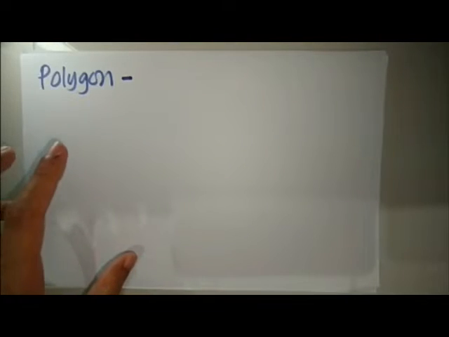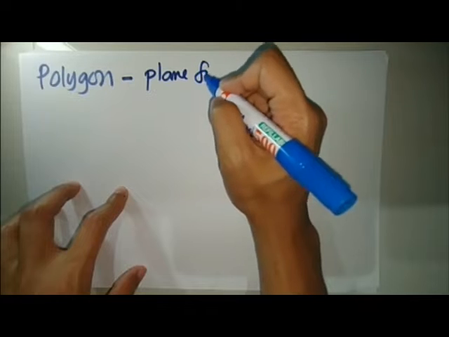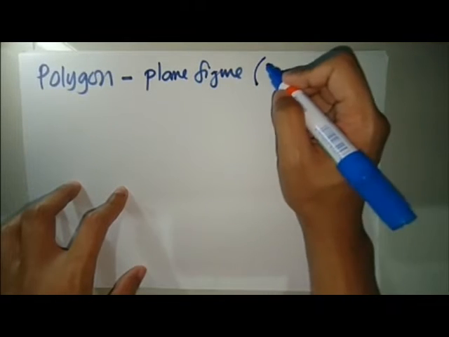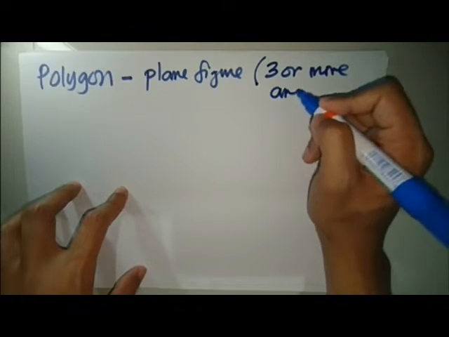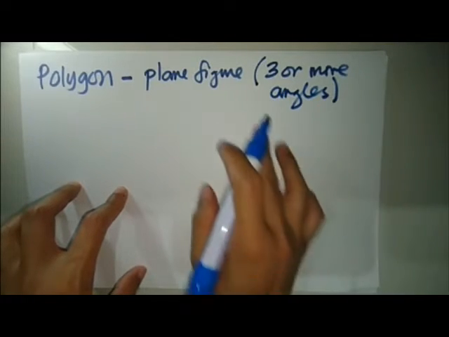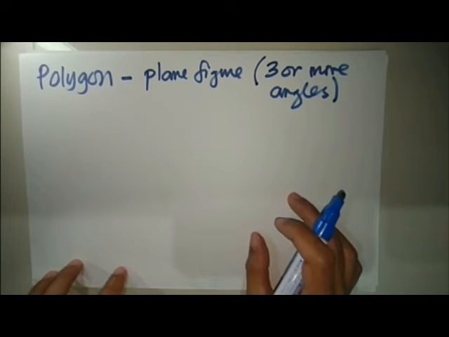So let's start with the polygon. A polygon is a plane figure. It is a plane figure, and it has three or more angles. So our polygon has two types.